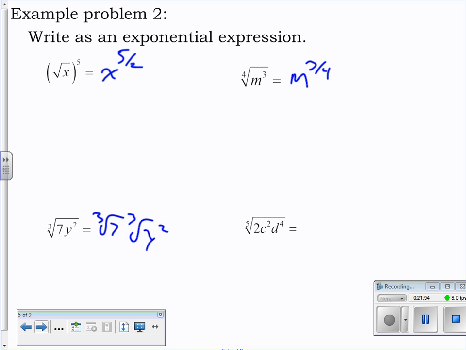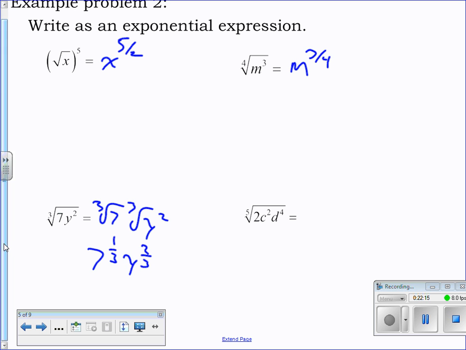Which means I have 7. My denominator is 3. What's my numerator? 1, because it's 7 to the 1st power. And then I have y. My denominator, once again, is 3. My numerator is 2. So 7 to the 1/3, y to the 2/3 power.